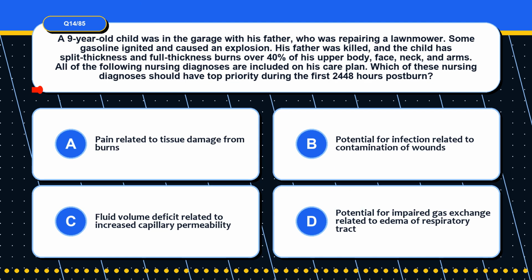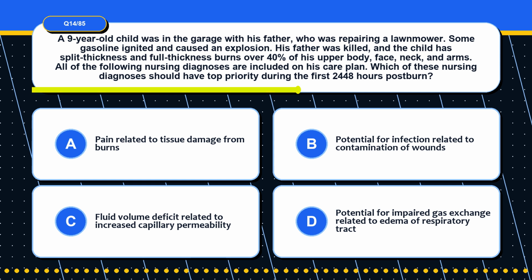Question 14. A 9-year-old child was in the garage with his father, who was repairing a lawnmower. Some gasoline ignited and caused an explosion. His father was killed, and the child has split thickness and full thickness burns over 40% of his upper body, face, neck, and arms. All of the following nursing diagnoses are included on his care plan. Which of these nursing diagnoses should have top priority during the first 24 to 48 hours post-burn?